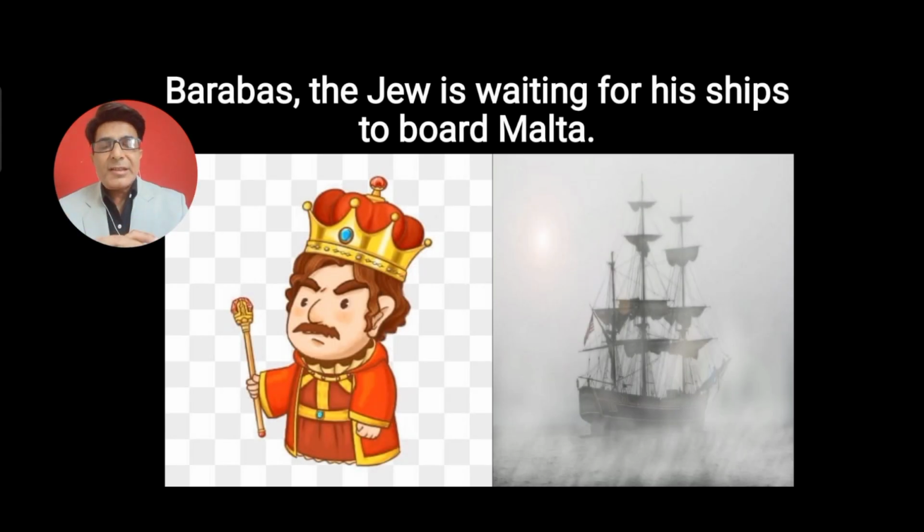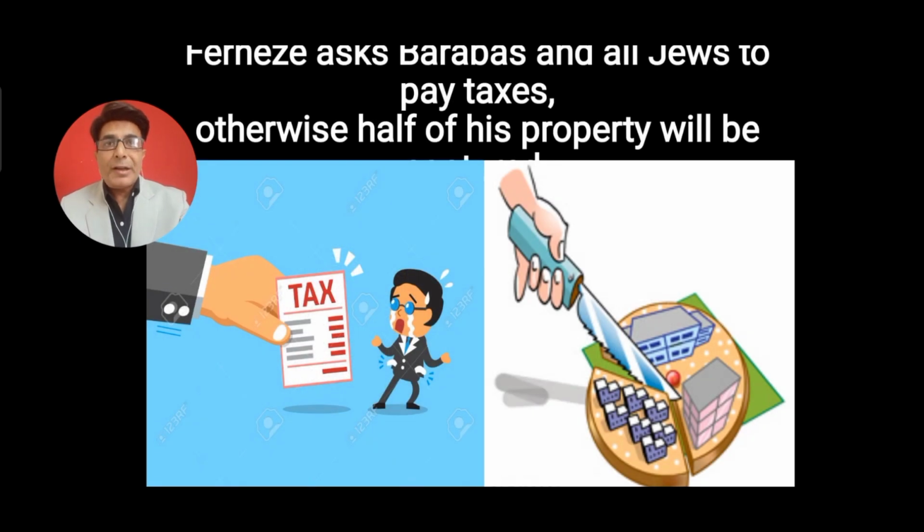In the beginning of this play, Barabas, who is a rich Jew, a businessman, is waiting for his ships to arrive in Malta. He had sent some ships for business, and he was looking for their arrival back to Malta, expecting much profit from the return of the ships.